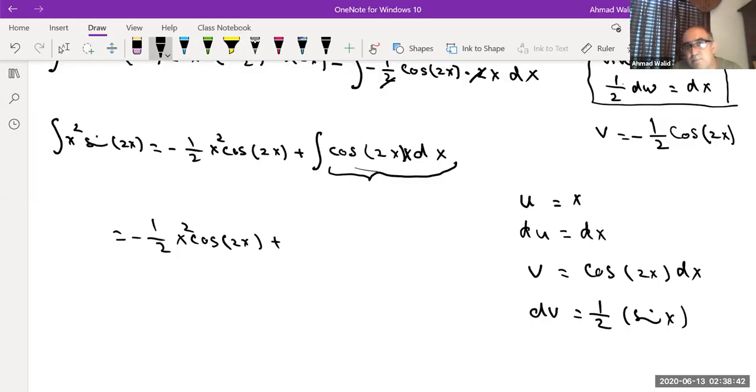Now, this part, again, you are using the integral by part formula. What is integral by part formula? U times v. It means x times cosine 2x.